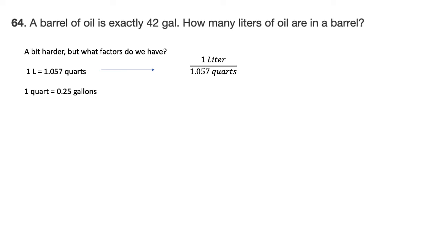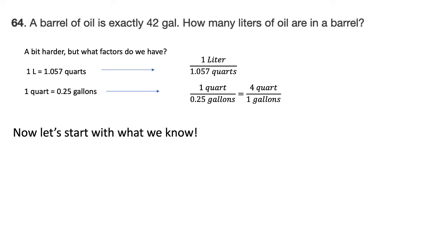Again, we have 1 liter equals 1.057 quarts, and we can express this as a fraction. 1 quart equals a quarter of a gallon. We can express it as a fraction in either of these two ways, right? Remember that we can always multiply the numerator and the denominator by a value to simplify a fraction. This is, again, multiplying by 1, a very important and powerful mathematical concept.